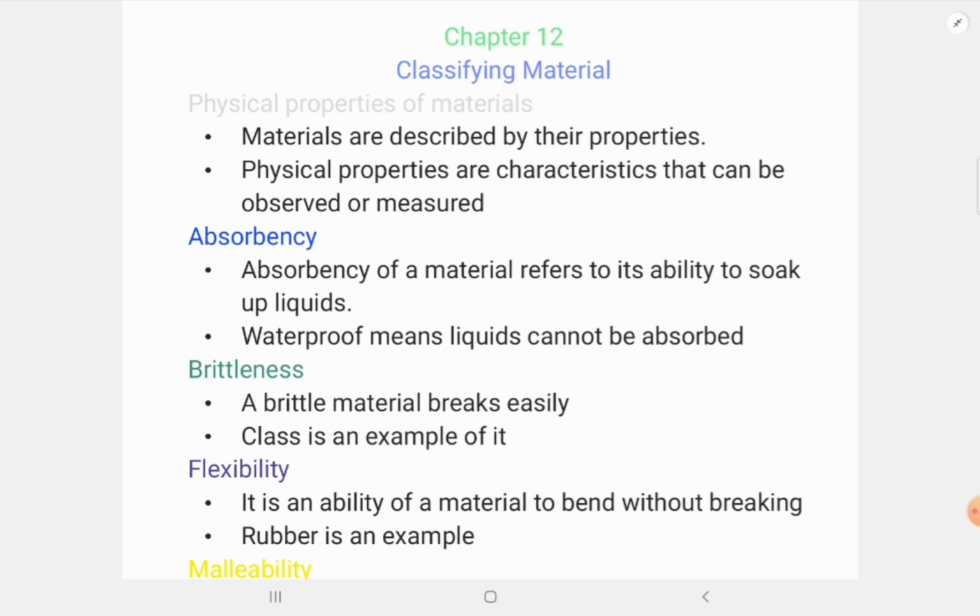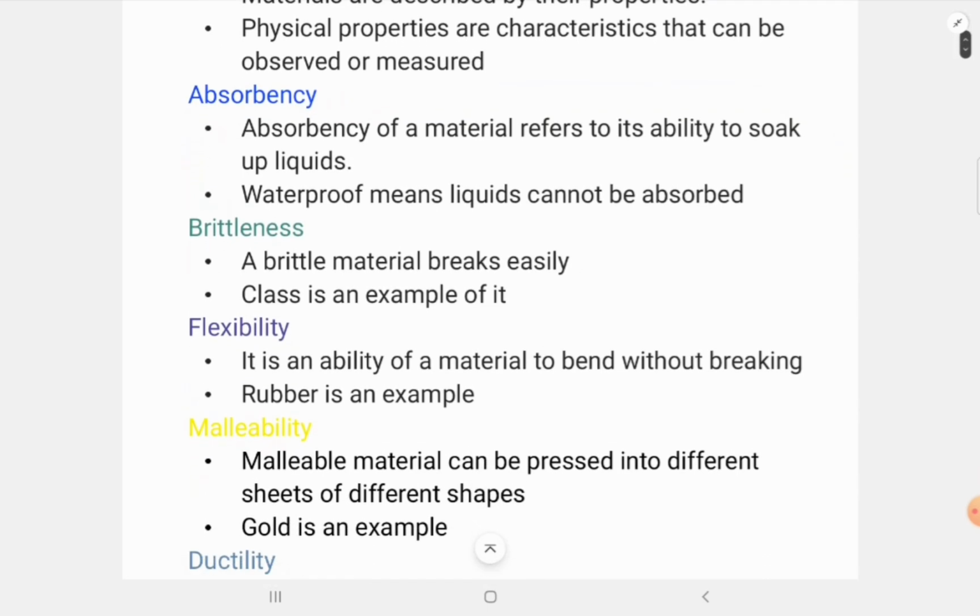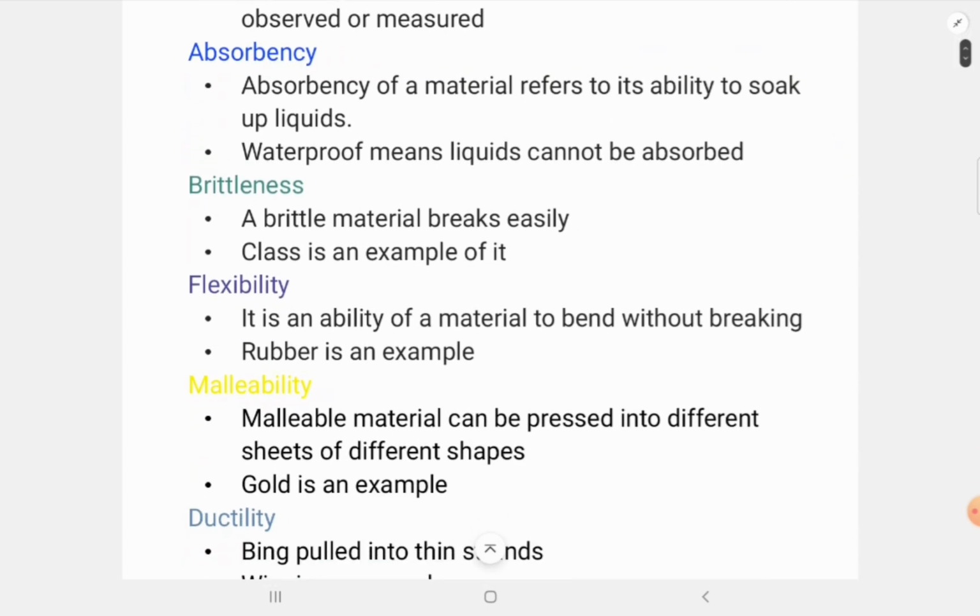Let's see them. Absorbency. Absorbency of a material refers to its ability of soaking up liquids. Waterproof means liquids cannot be absorbed. Next, brittleness. A brittle material breaks easily. Glass is an example of it.